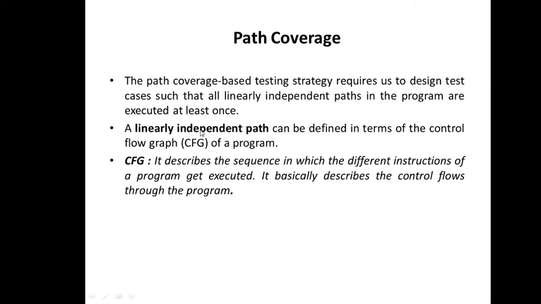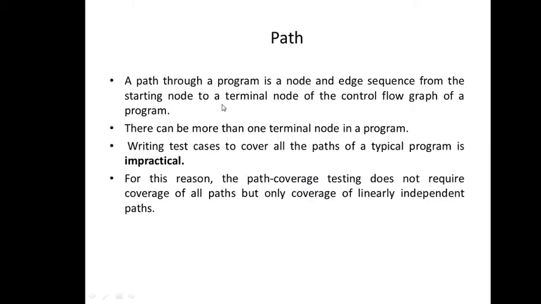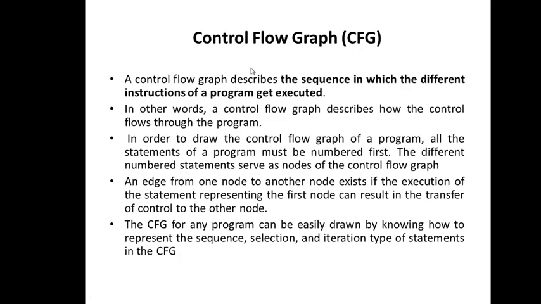That means each and every linear independent path must be executed at least once. Not the path, linear independent path. So what is a linear independent path? A linear independent path is a path where at least one new node or one new edge is introduced. Any path which has at least one new node or one new edge, or distinct paths, are considered, not the repetitive paths, right? So that is a linear independent path.